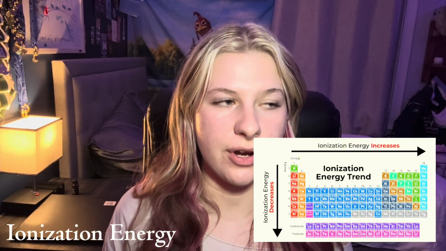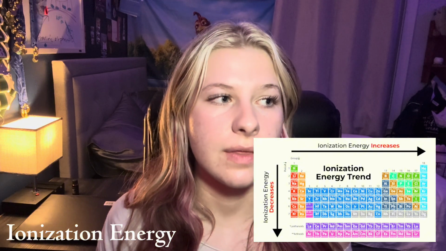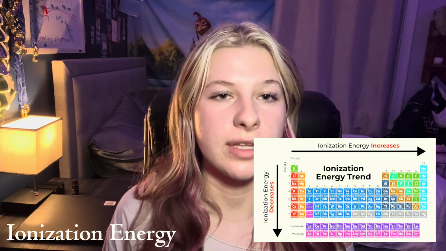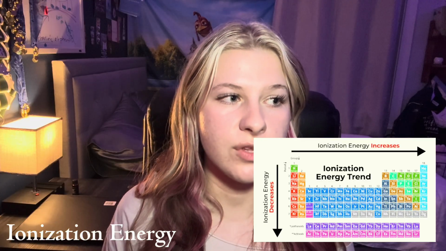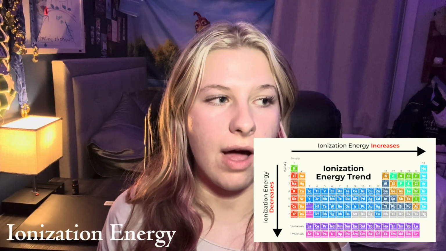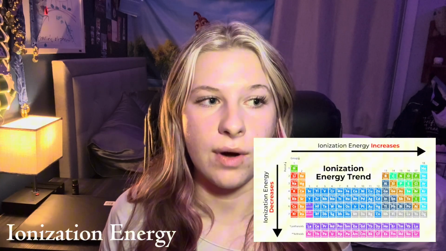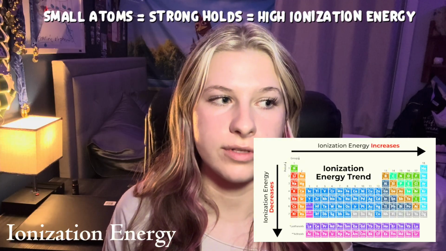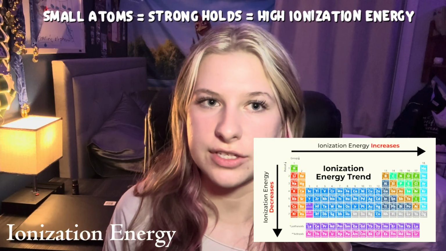But moving across a period, ionization energy increases. The atoms are smaller and the nucleus has more protons, so it grabs onto electrons harder. So atoms on the right, like neon and fluorine, have very high ionization energies, while atoms on the bottom left, like francium and cesium, have very low ionization energies. Basically, small atoms equal strong hold equal high ionization energy, if that's easiest to remember.